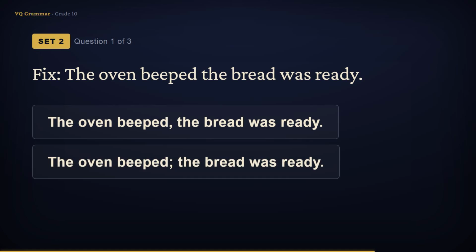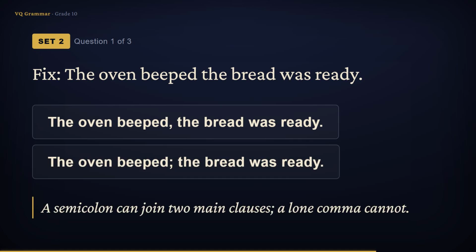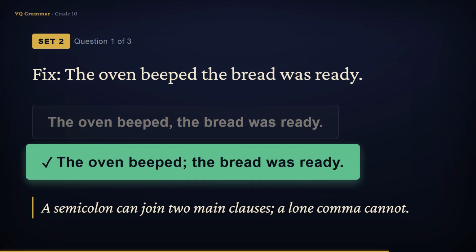The oven beeped, the bread was ready. The first choice swaps in a comma, but a lone comma just trades a fused sentence for a comma splice, and that is still a run-on. The second choice uses a semicolon, which is strong enough to join two main clauses on its own. So the semicolon version is the correct fix.